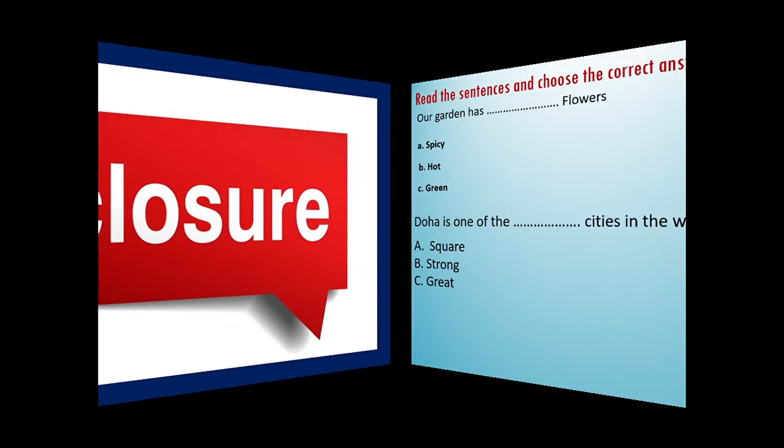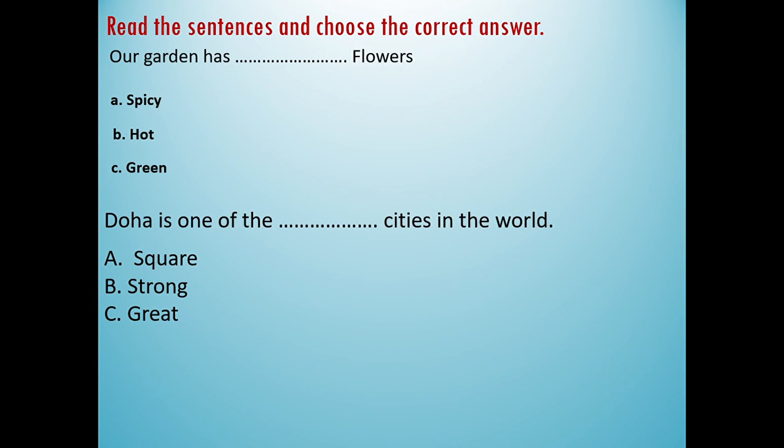Let's close our lesson with this exercise. Read the sentences and choose the correct answers. Our garden has green flowers. Doha is one of the great cities in the world.